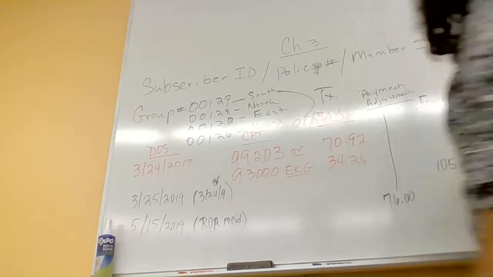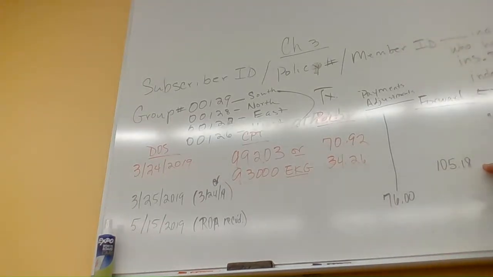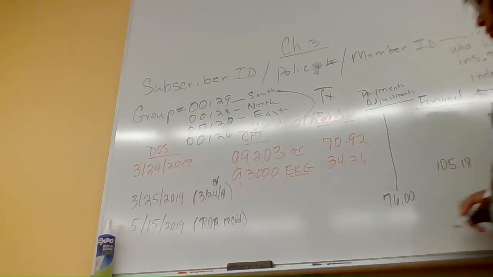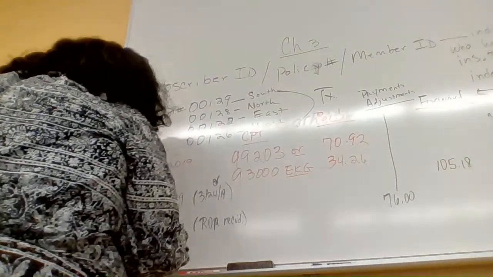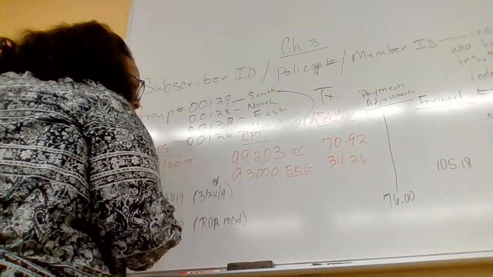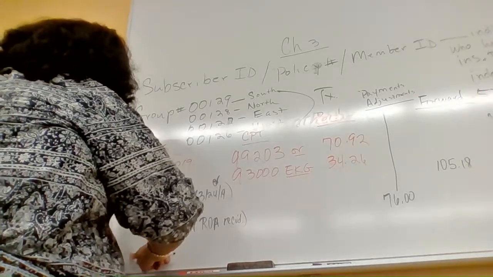And so now we're going to say 76 minus 105. Are we through? No, we still have some more. It says $19 was indicated to be an adjustment. So you would take the $19 away from the 105.18. So payment, I need to separate it.